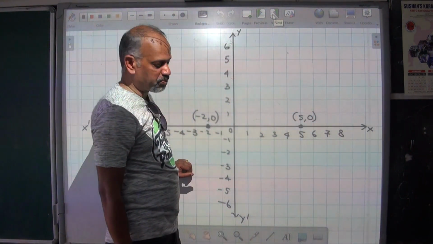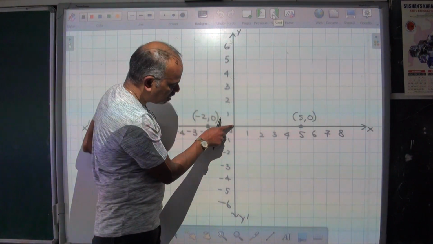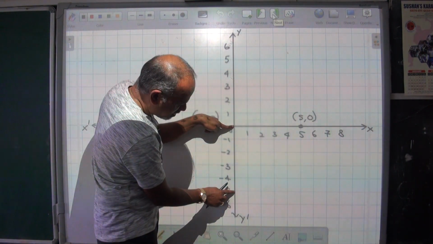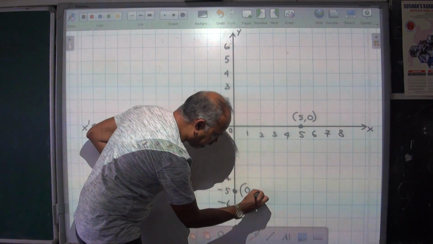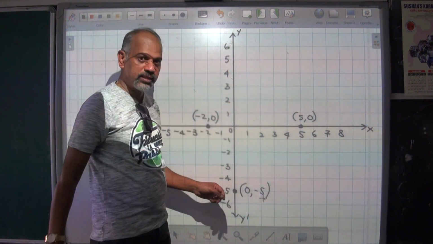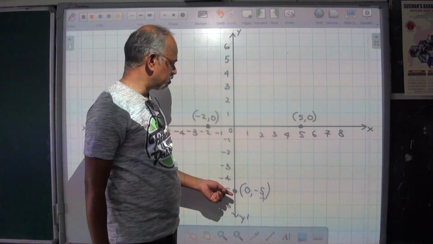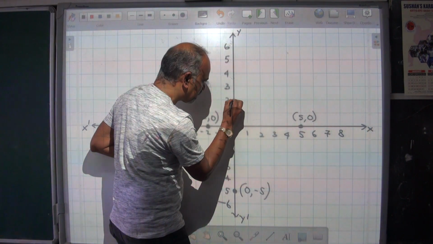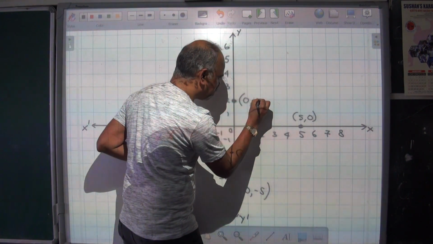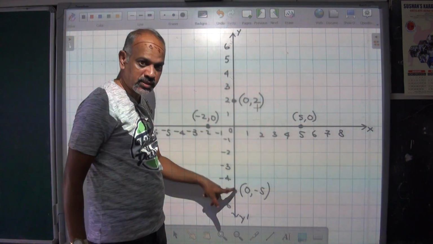(0, -5) is the first point. Okay. X value is 0, y value is -5. Meeting point of that is this. (0, -5). And the second point which was given is (0, 2). Okay. X value is 0, y value is 2. Meeting point is this. (0, 2). Now look at these 2 points.